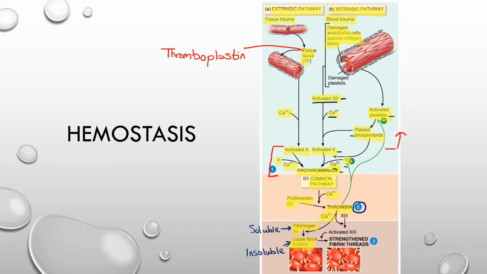Thrombin, at the same time, is also going to activate clotting factor 13. Once activated, clotting factor 13 is going to strengthen and stabilize the fibrin threads into a really sturdy blood clot. So this is our final step in the coagulation process.